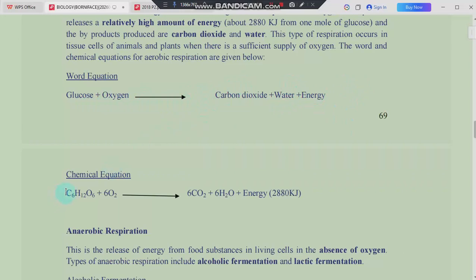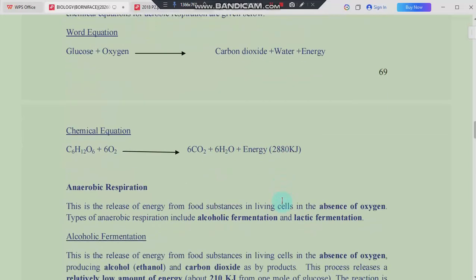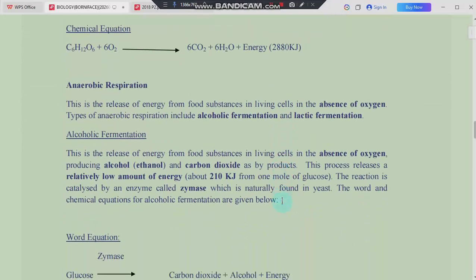So the chemical equation is C6H12O6, which is glucose, plus O2, which is oxygen, to produce CO2, that is carbon dioxide, plus H2O, which is water, plus energy, which is 2880 kilojoules. So this is in aerobic respiration. Let's move on to anaerobic respiration.